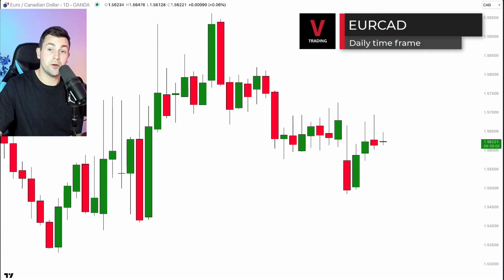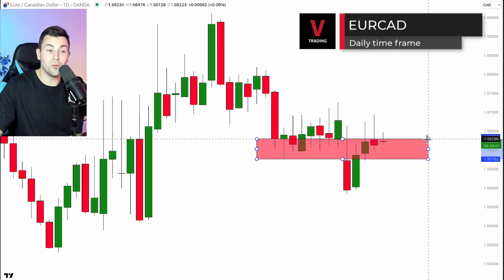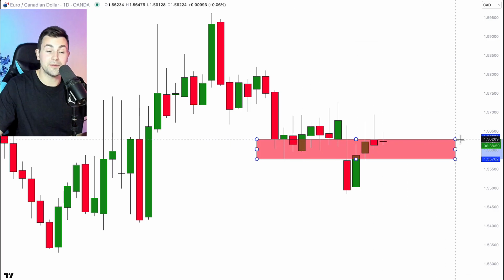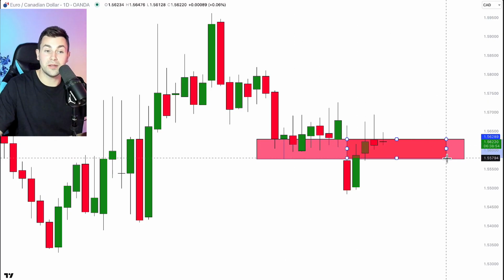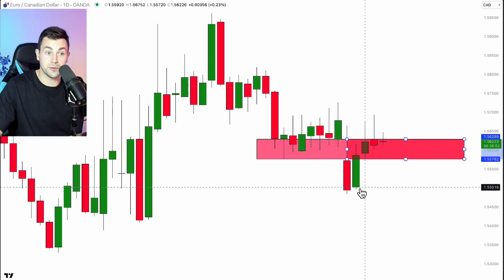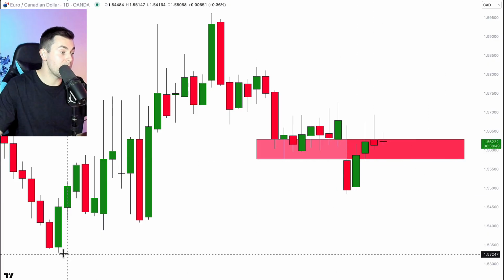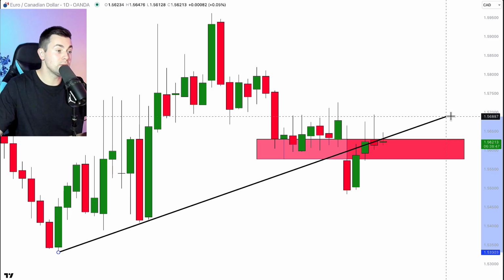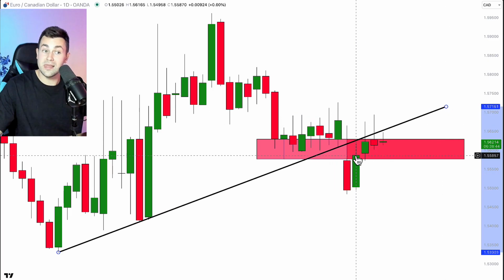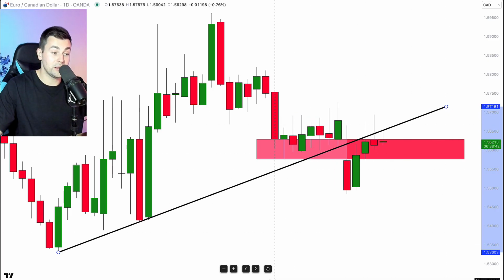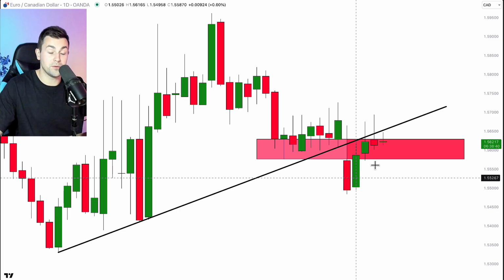On the EuroCAD pair on a daily time frame, we got a static daily support that was broken. We got a significant support area that was violated and turned into a static resistance after a breakout. At the same time, we have a dynamic support, a rising trend line that was violated and turned into a dynamic resistance after a breakout.